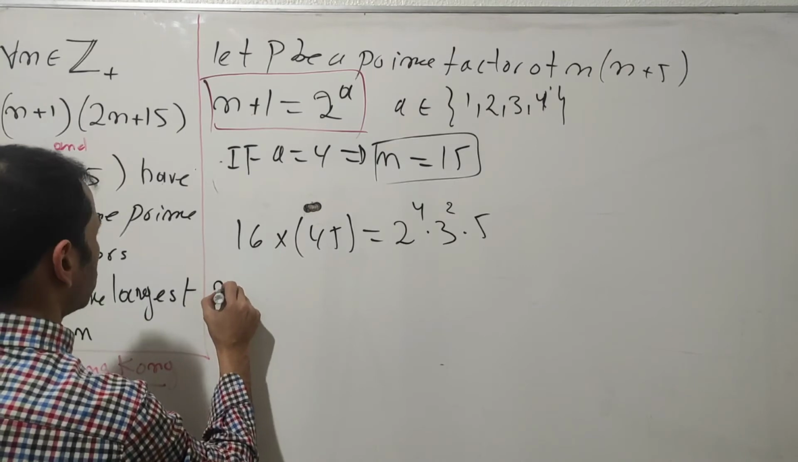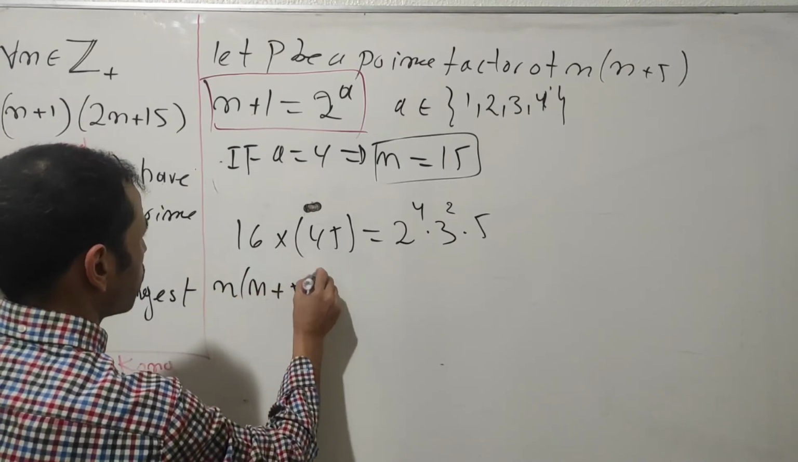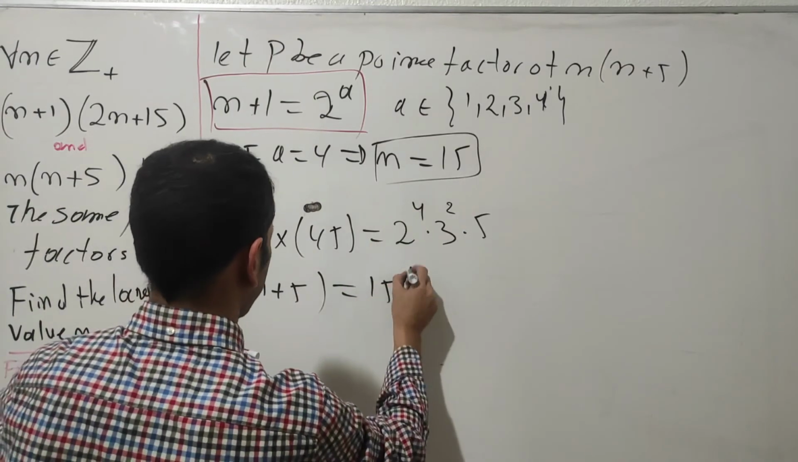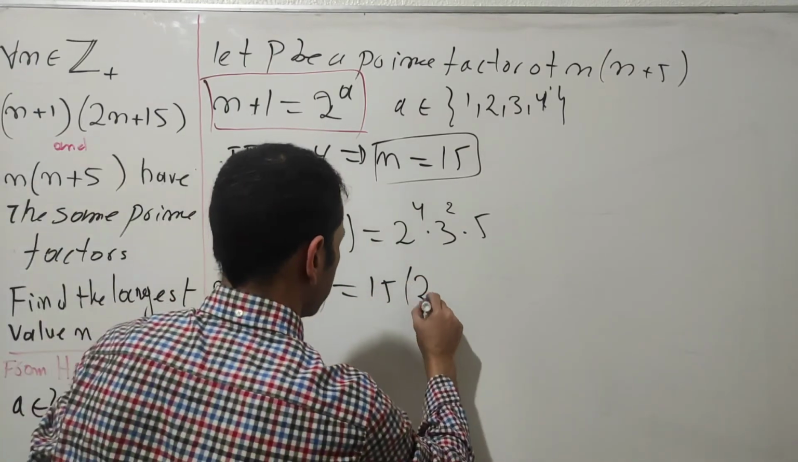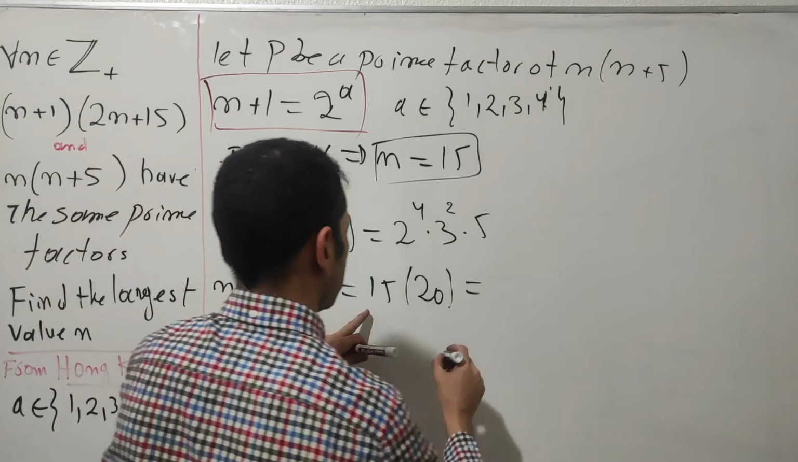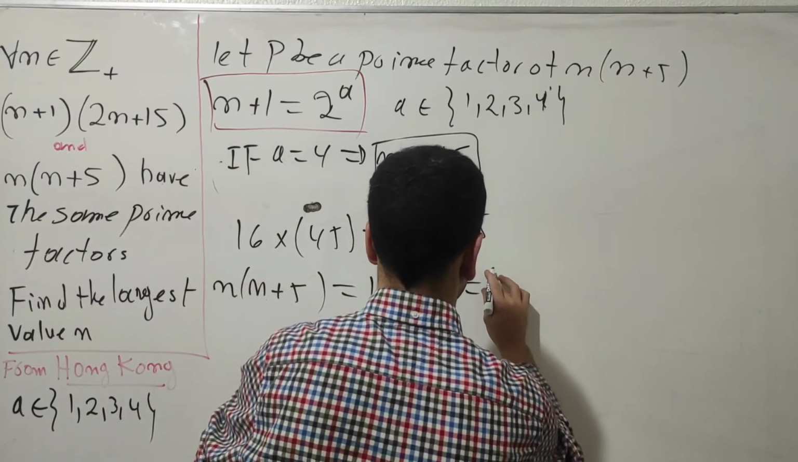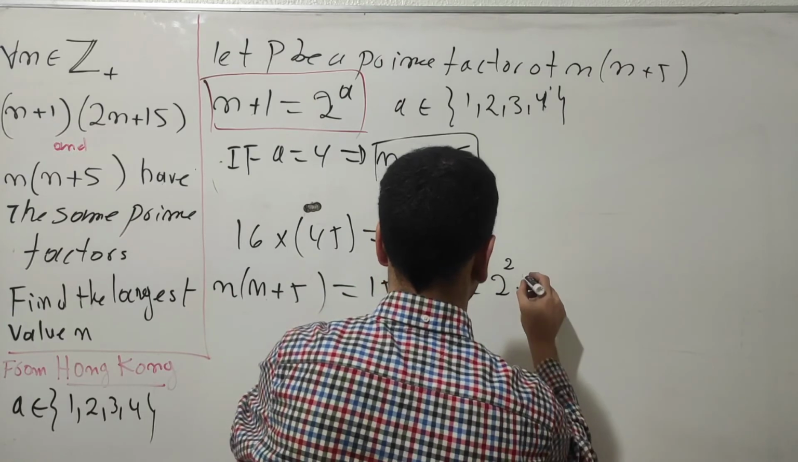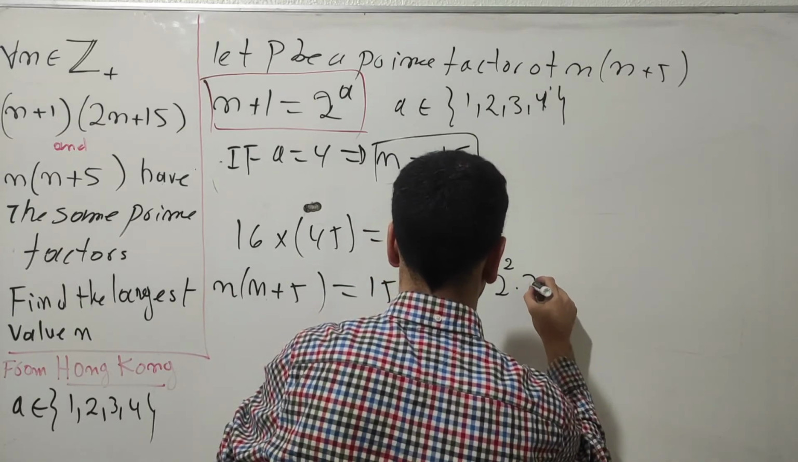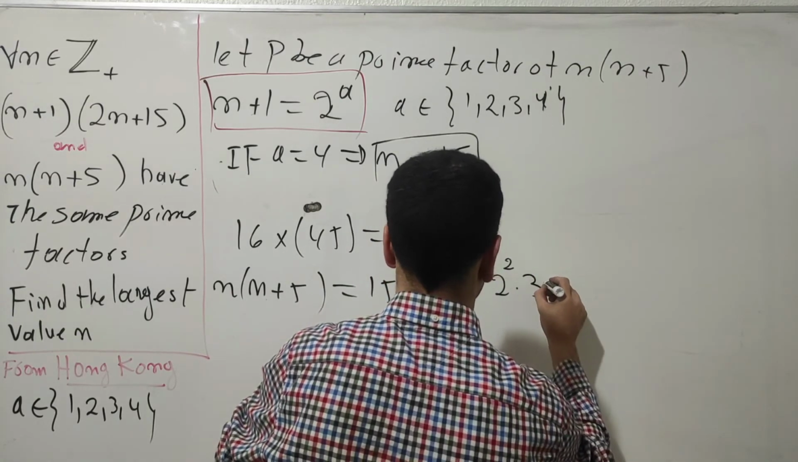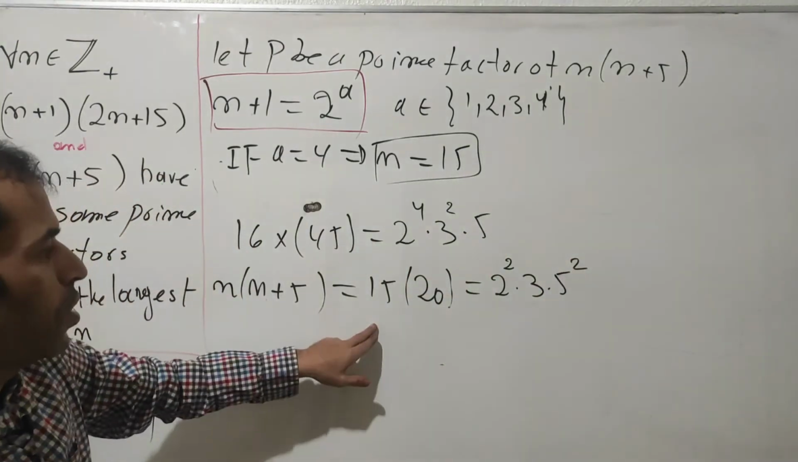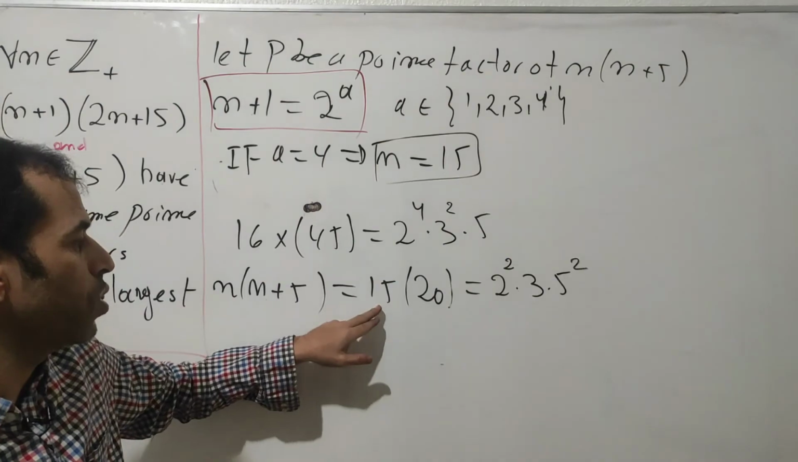So we get n plus 5, which equals 15 plus 5, which is 20. 20 is the same as 2 squared multiplied by 3 multiplied by 5 squared, because you get 5 from here and 5 from here. We get only one 3 here.